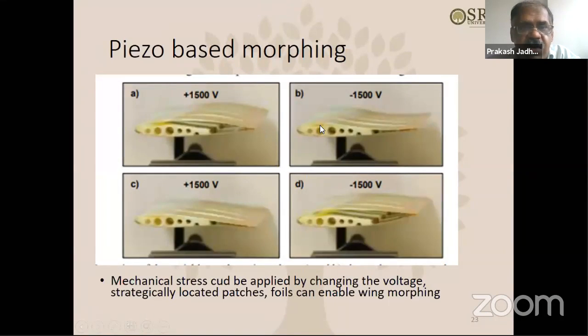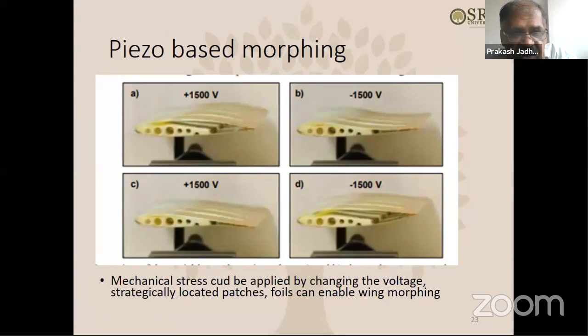Okay. So this is just an example of some literature survey. We did not do this, but just for your understanding. If we use piezo-based patches or piezo-based layers, this is an example of piezo-based patches put on a small blade. You can see a small blade manufactured in the lab, and the piezo patches are kept on that.